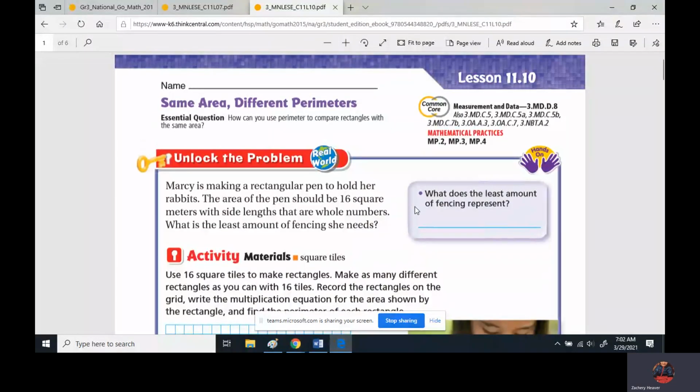All right, like 11.9, this is 11.10, and it's very similar, but instead of same perimeter, different areas, it's same area and different perimeter. So the insides will be the same, but the outsides will be different.